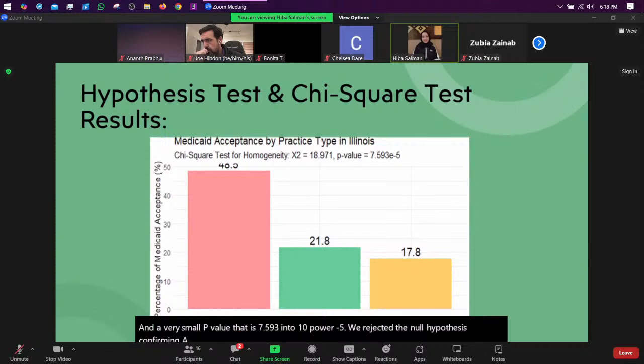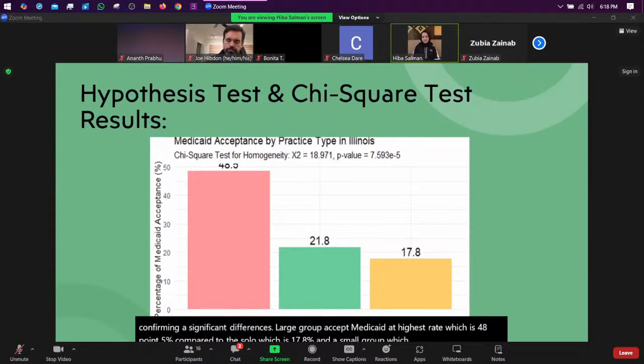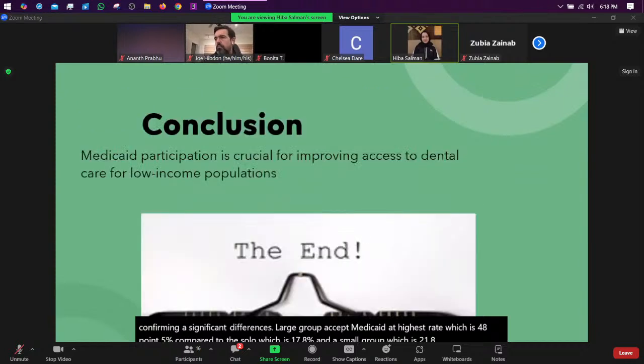Large groups accept Medicaid at the highest rate, which is 48.5%, compared to solo practices, which is 17.8%, and small groups, which is 21.8%. To conclude, Medicaid acceptance should be increased in all types of health settings.